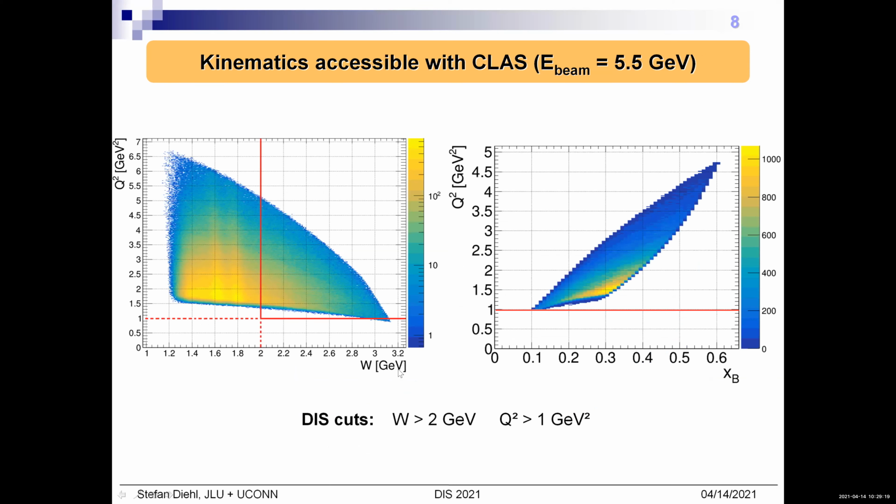And after selecting the exclusive events, we can now have a look into the accessible kinematic region. Here we see on the left side the correlation between Q square and W, and on the right side the correlation between Q square and x Bjorken. And the red lines indicate the cuts we place to select the deep inelastic scattering region, W larger 2 and Q square larger 1 GeV square. And we can see with CLAS we were able to access a Q square up to 4.5 GeV square.